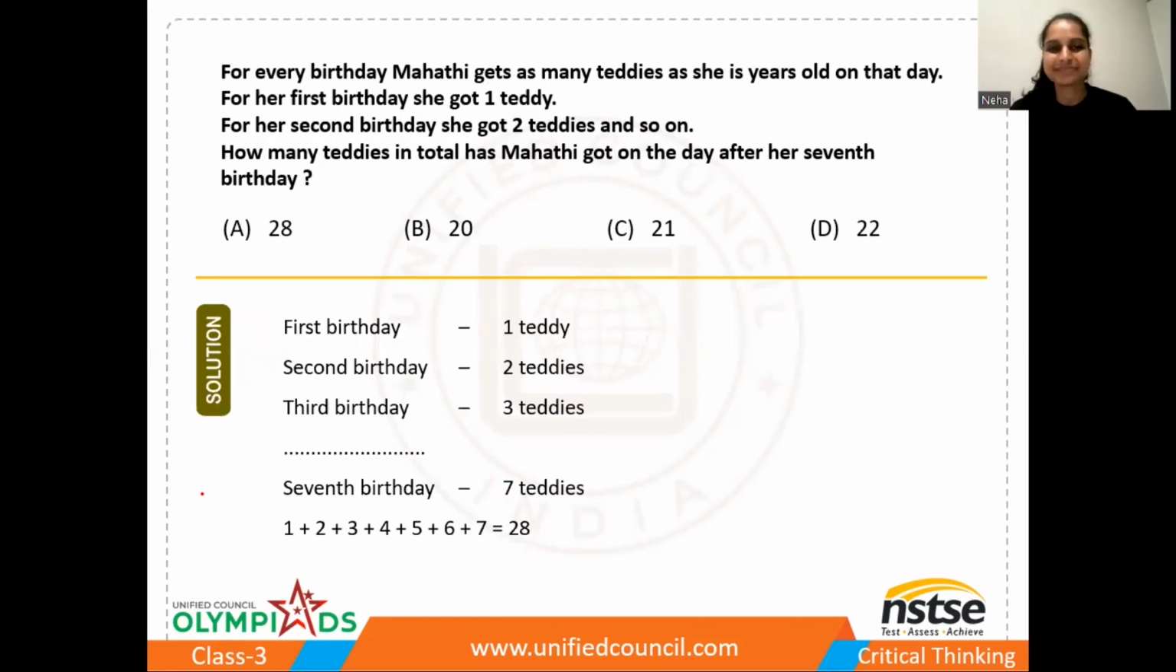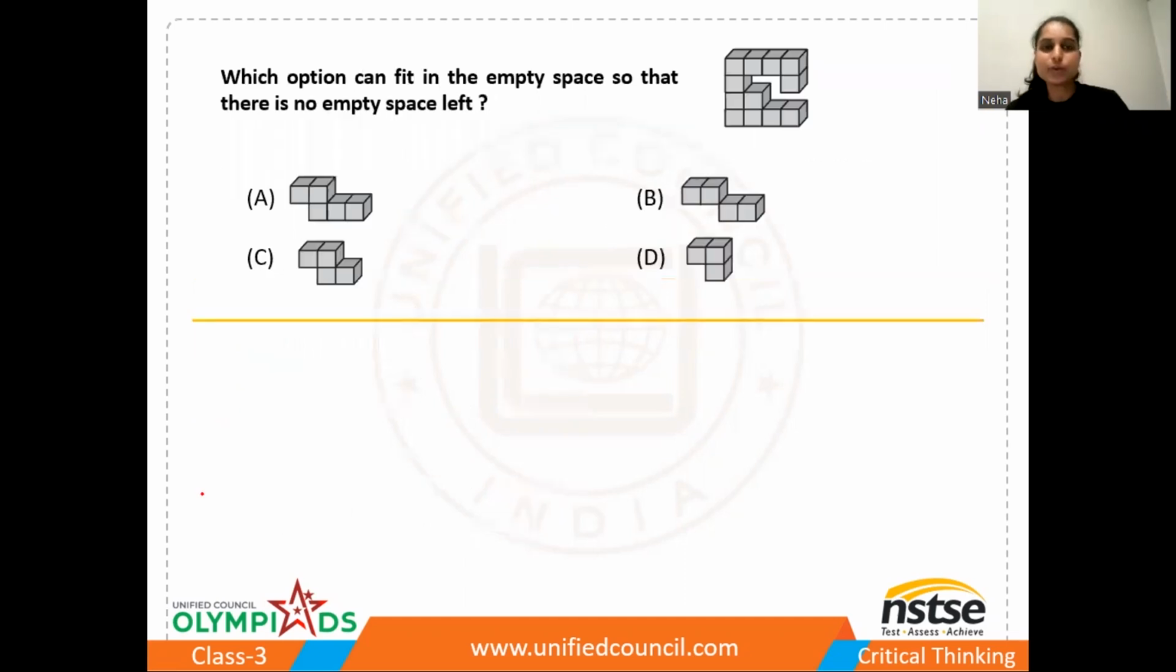This question is done. Now, my dear students, I can just move to the next question. The next question says: which option can fit in the empty space so that there is no empty space left? This question is quite interesting because it has an interesting image. As I can see, this part is missing here. So basically, how many blocks do I need to fill up this space?